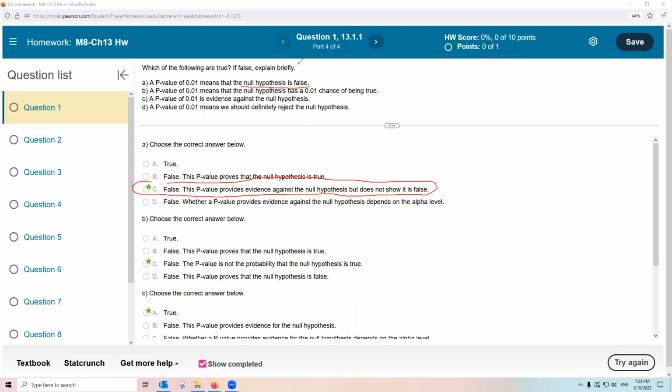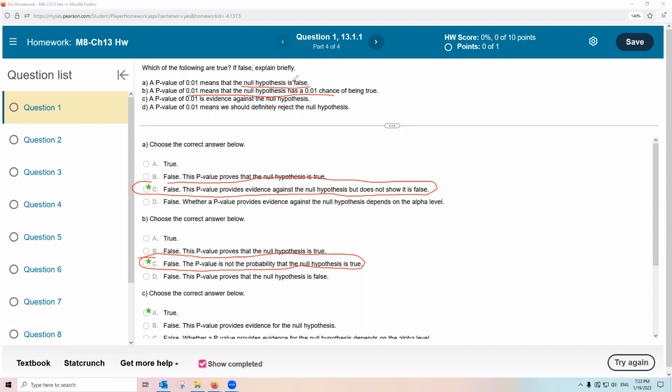All right, let's go to part B. Part B says the p-value of 0.01 means the null hypothesis has a 0.01 chance of being true. No, that's false. The p-value isn't measuring the probability regarding the null hypothesis. The p-value is measuring the probability that you observe the sample data that you did under the assumption that the null hypothesis is true.